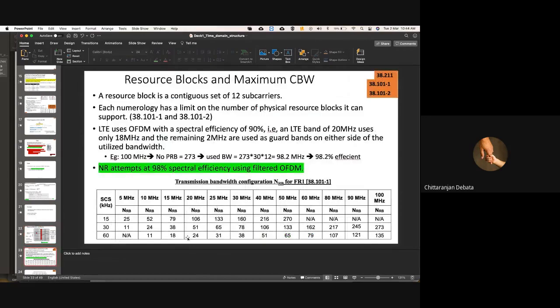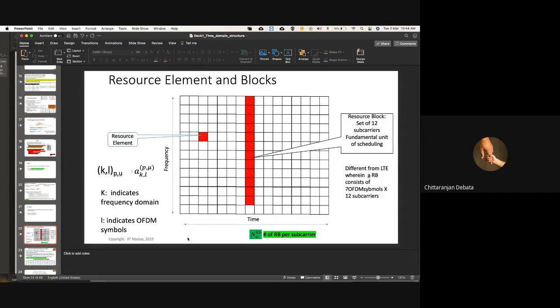Sir, in the previous slide, that ANSC RB is there, na? You said we should read it from bottom to top. Then how is it written, sir? Number of RB per subcarrier, it is written, na? Number of subcarriers per resource block. So this is called a resource block. 12 elements make a resource block. So the number of subcarriers per resource block is 12.